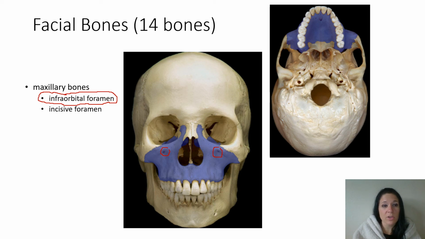Then our next structure is the incisive foramen. This is located on an inferior view, and it's right behind the 2 front teeth. If you're looking at the inferior view, you can see the roof of the mouth, and there's a hole here right behind the 2 front teeth. That is the incisive foramen.